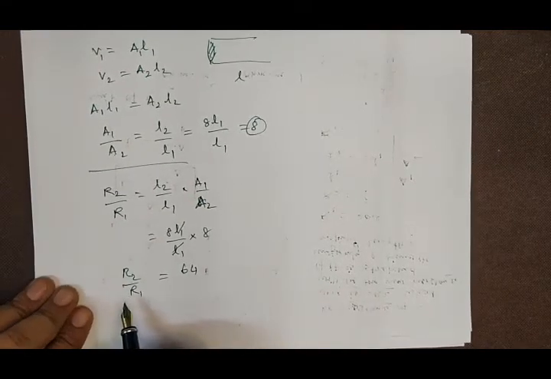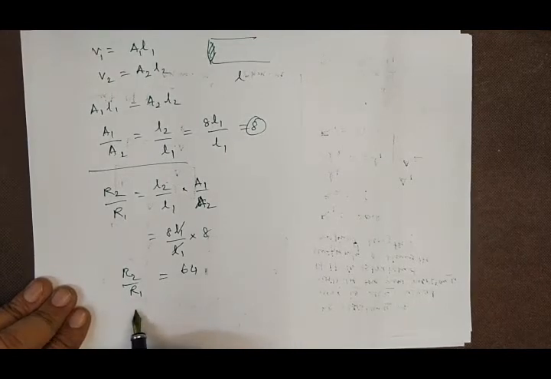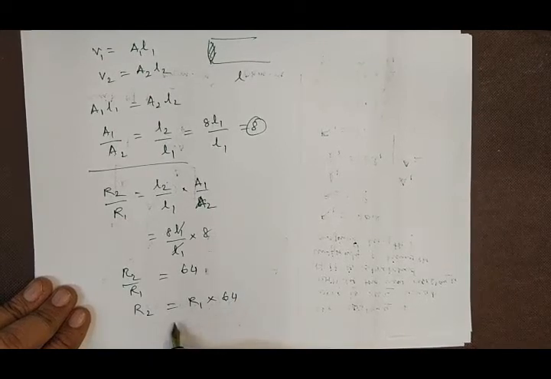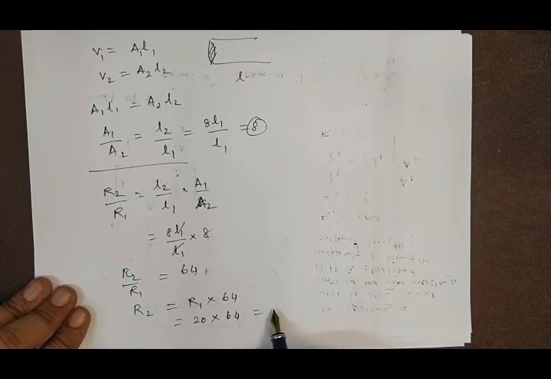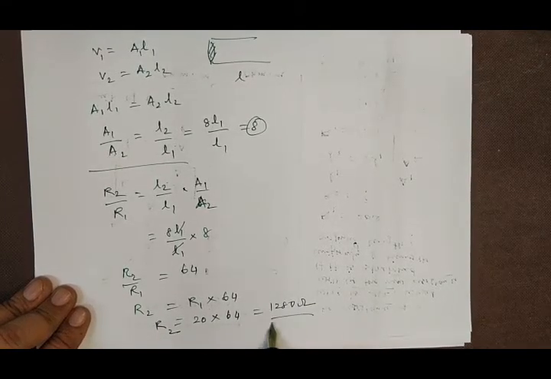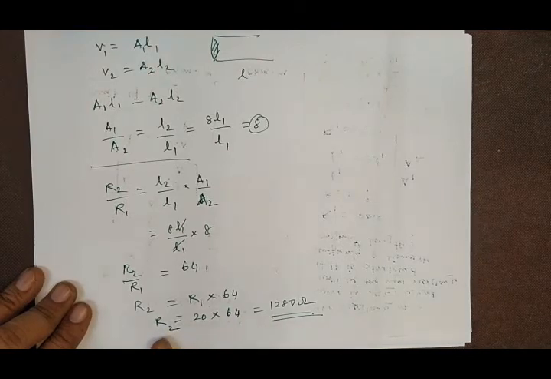We know already R1. What is the value of R1? 20. Therefore R2 is equal to R1 into 64. So this is 20 ohm into 64. How much? 1280 ohms. This is R2. Just imagine when you extend the length by almost 8 times, the 20 ohms becomes 1280 ohms. So you are experiencing such a great resistance. Are you able to follow this?